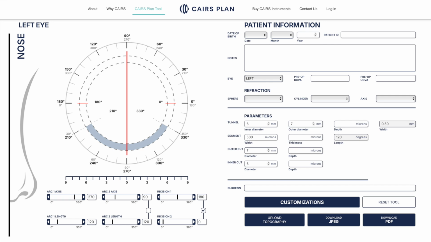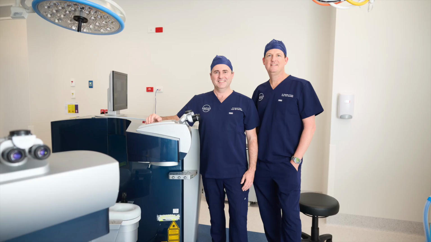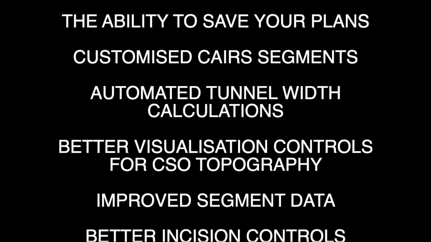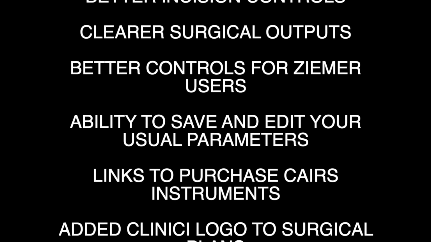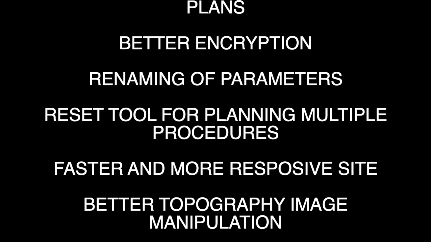Welcome to CAIRSPlan.com, the first online planning tool for corneal allogenic intrastromal ring segments. Dr. David Gunn and Dr. Cronin are proud to be able to release this huge update to the site with dozens of major and minor upgrades. This video will take you through many of the features of the site and how to use them.